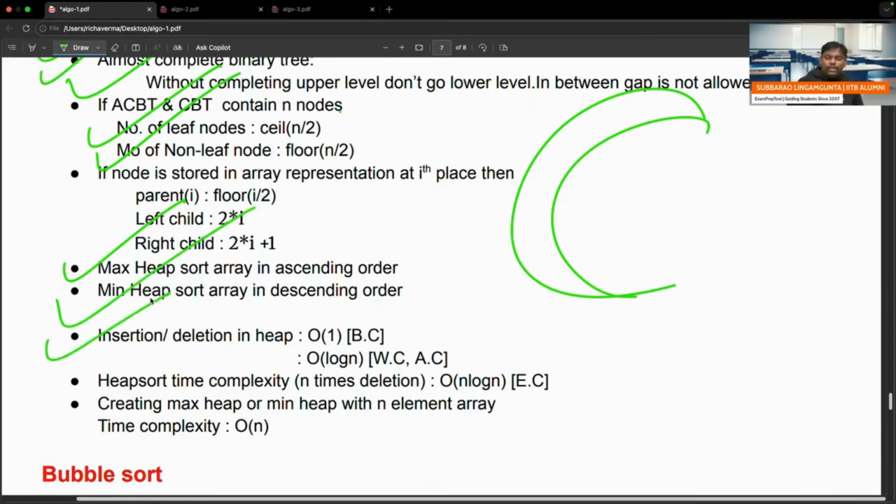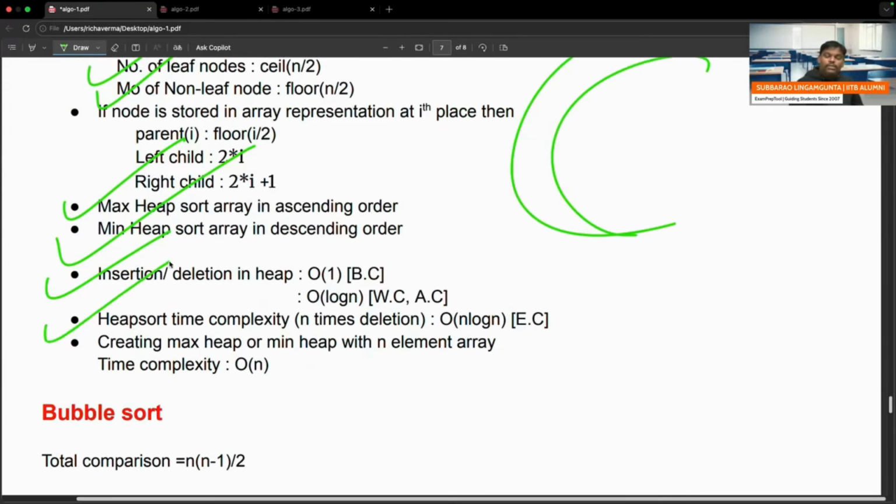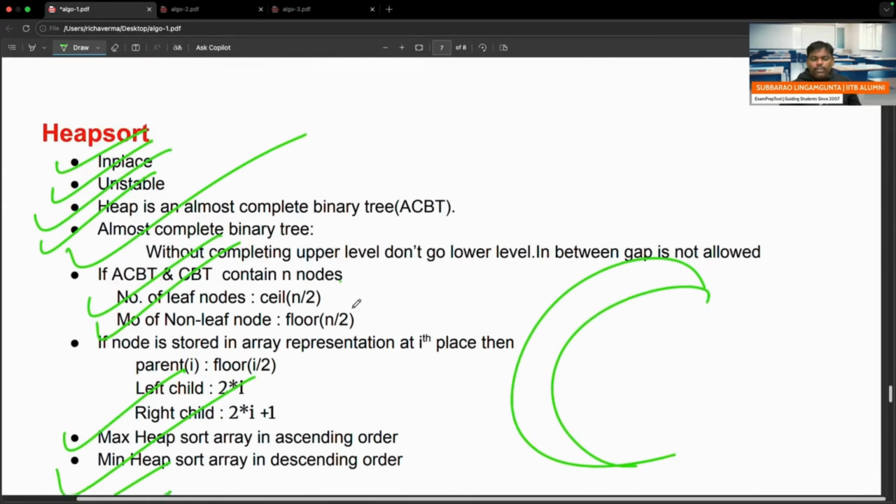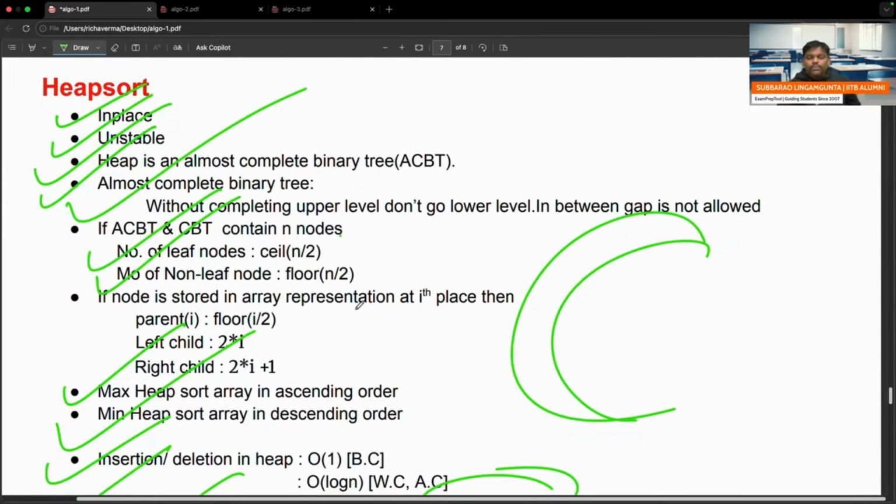Insertion and deletion in the heap: best case is 1, worst case and average case are log n. Exactly. Next one, heap sort time complexity is n log n in every case. Creating a max heap or min heap using the build heap method is order of n. I have written excellent points, trust me, everything for heap sort in one place.